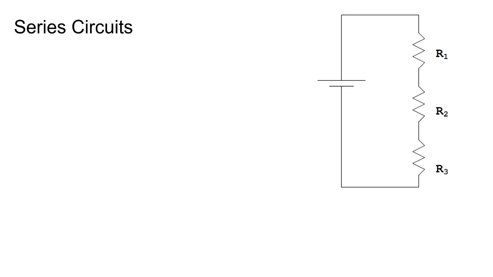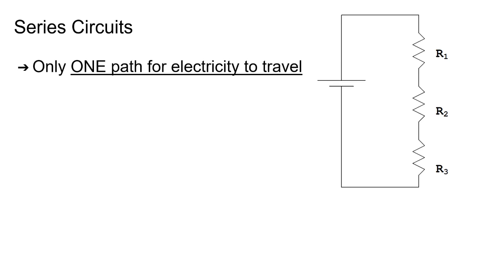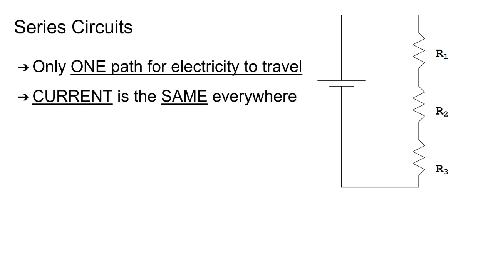Okay, so in a series circuit, there is only one path for electricity to travel. Current is the same everywhere. So in this battery, I'm just going to label my positive and negative. That will be convention or things that we do later. I'm also going to indicate the direction of my current. That is, again, something that we will do later.